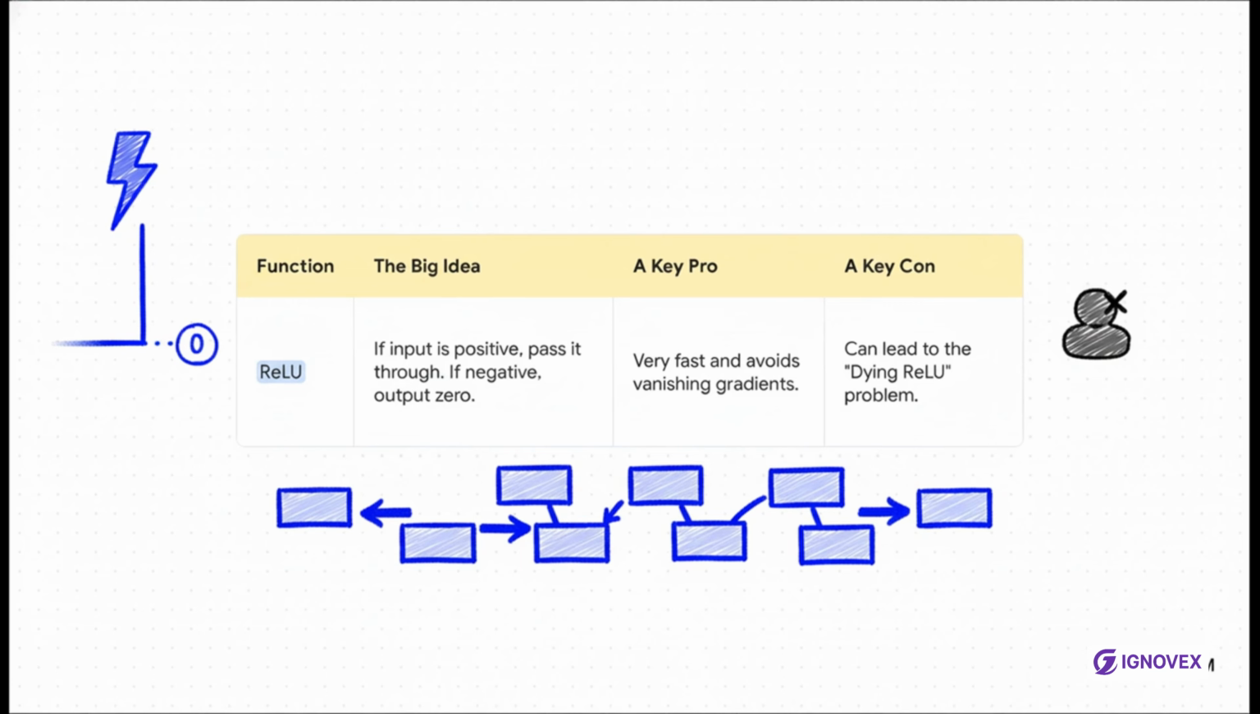It stands for Rectified Linear Unit, but don't worry about that. The idea behind it is almost laughably simple. ReLU's rule is this: if the number coming in is positive, just let it pass right through. If it's negative, just make it 0. That's it. This one simple trick was incredibly fast, and, most importantly, it solved the vanishing gradient problem. This right here is what unlocked the modern era of deep learning.